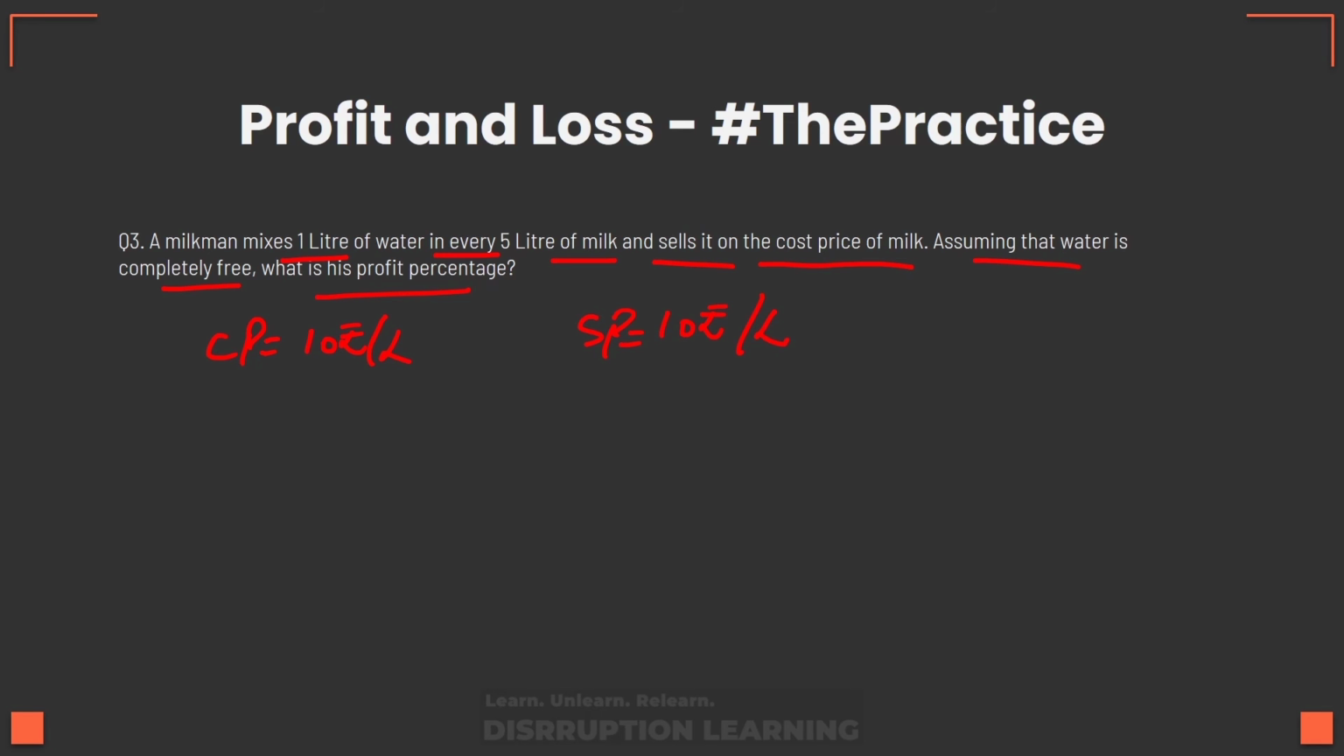Now, let's say you go and buy 6 liters of milk from this guy. In these 6 liters, there are going to be 5 liters of milk and 1 liter of water. For 6 liters, you will pay 60 rupees. However, the cost to the milkman is only 50 rupees, because the milk is 5 liters and it costs 50 rupees. The water is free, so it is 0. So the cost price of 6 liters is 50, the selling price is 60. So profit is going to be 10 and profit percentage is 10 by 50 into 100, which is 20%.